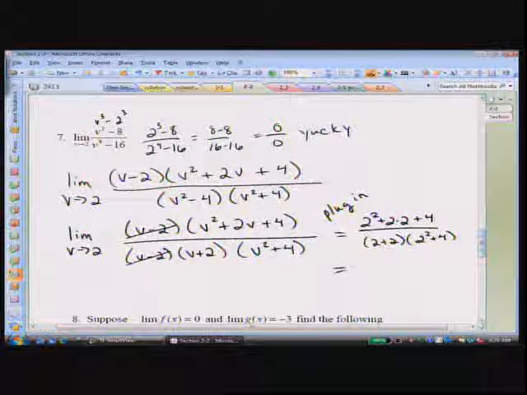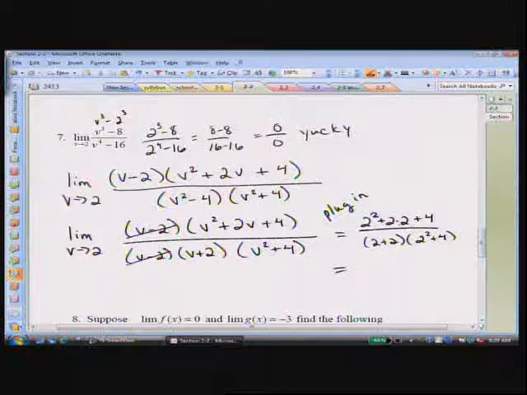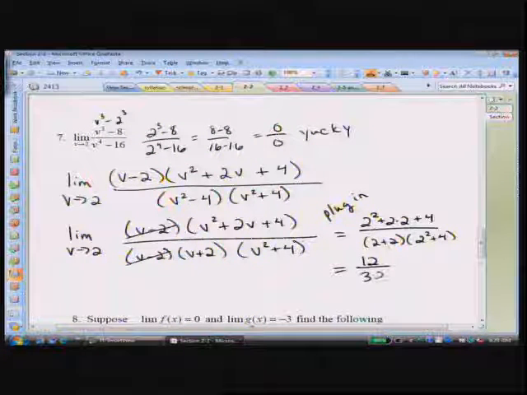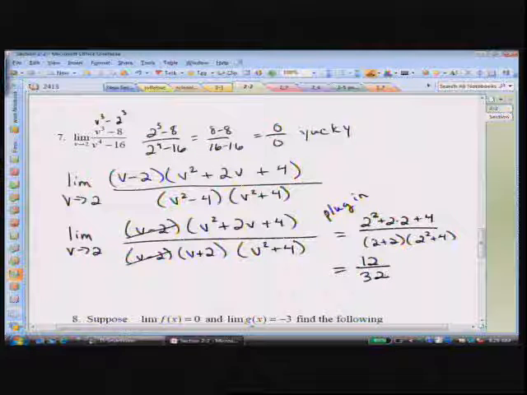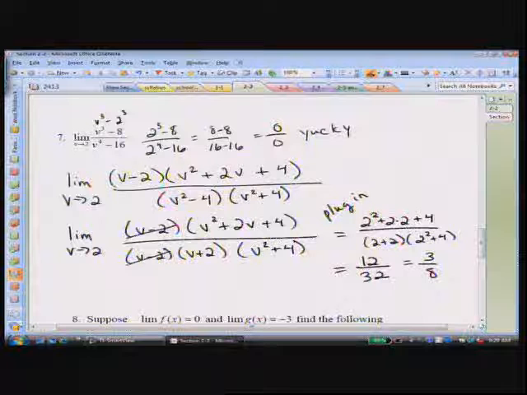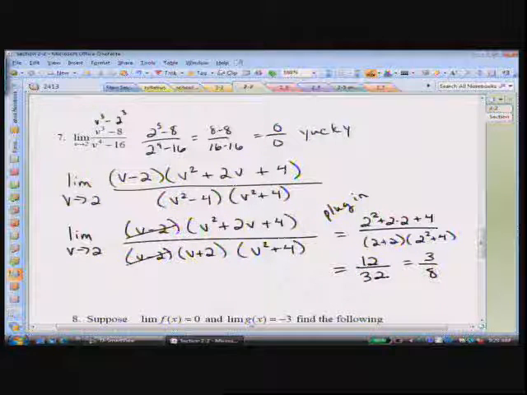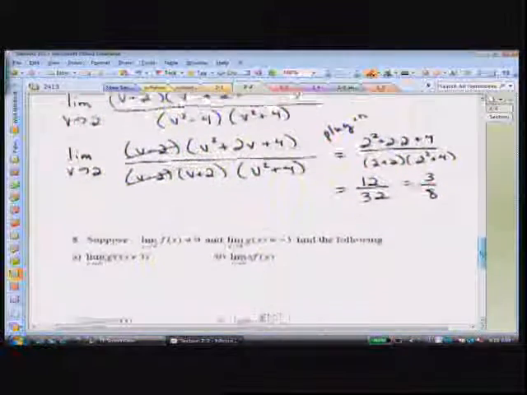So this is 4, 8, 12 over, this is 4 times 8, which is 32. So 4 goes into each of these, and that'll be 3/8. Everybody happy? Doing okay?